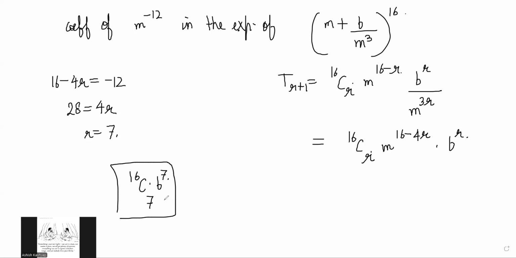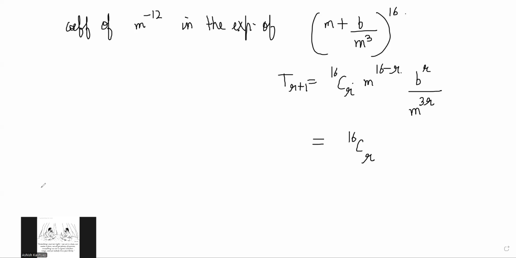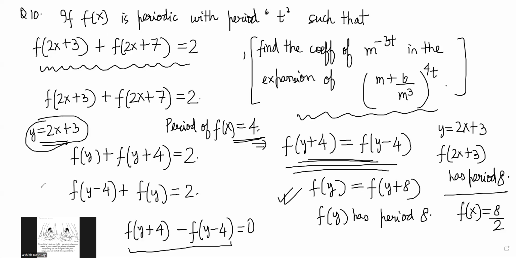This is the required coefficient that we need, right? So solve the periodic function part of the problem, get t is equal to 4, and after that the problem is done. Okay, so let's move on to the next one. This was question 10. So the next problem is question 11.